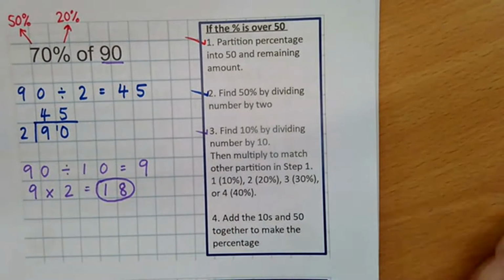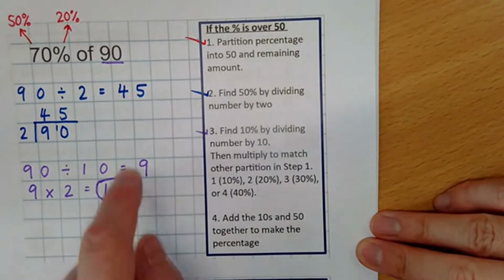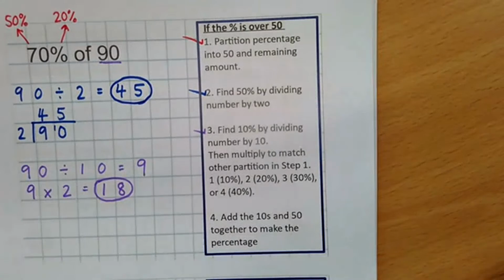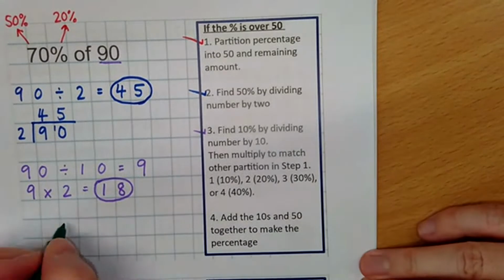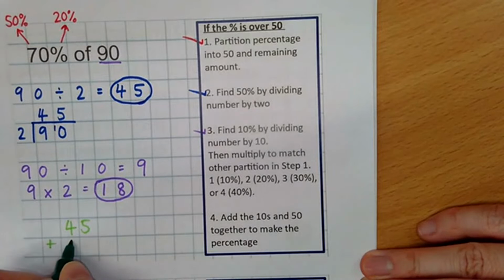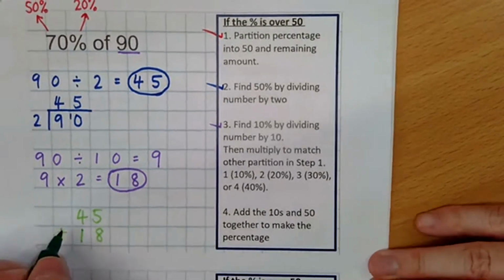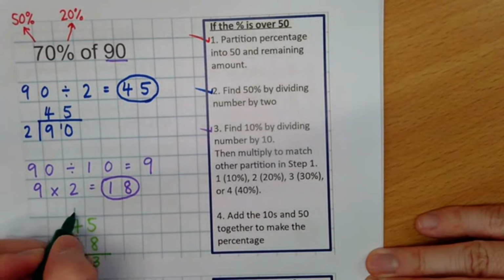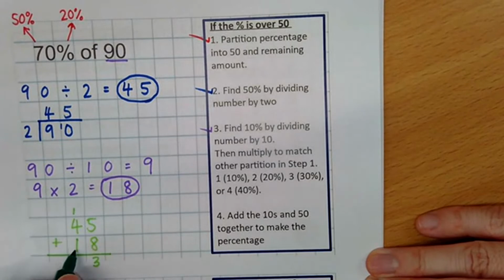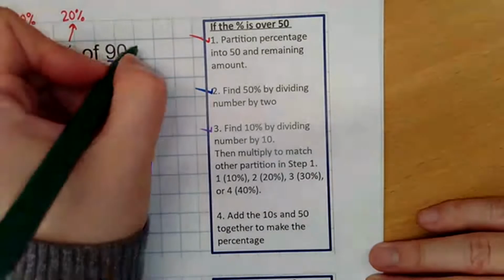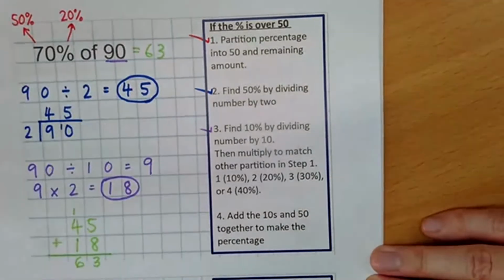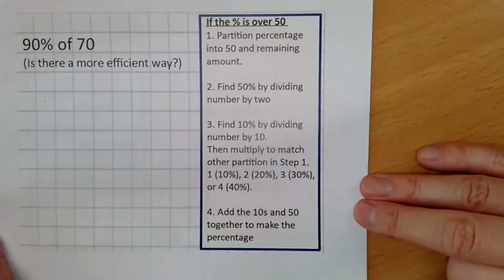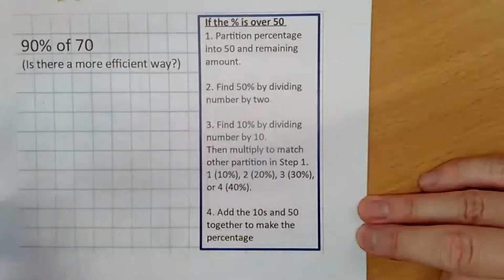Okay. Now I'm going to add the 10s and the 50s together. Remember, that's my 50%. So 45 plus 18 equals 5 plus 8 equals 13. 1 plus 4 equals 5 plus 1 equals 6. So that equals 63. Here we have 90%. Now, instead of going through all of this, is there an easier way?